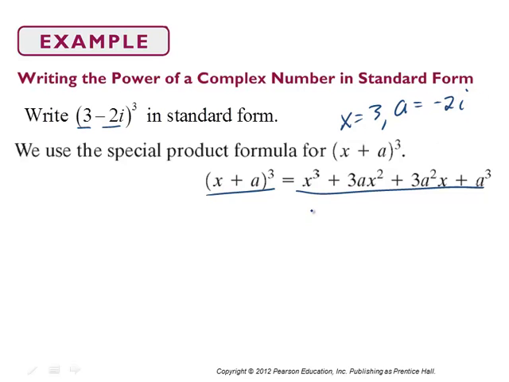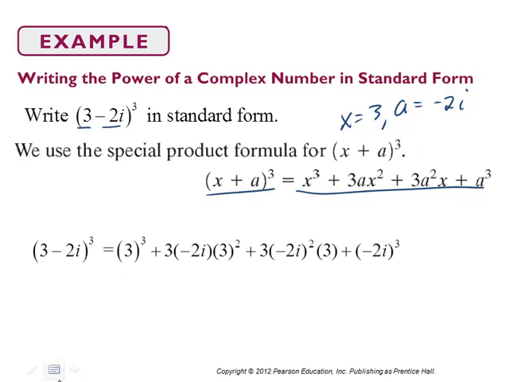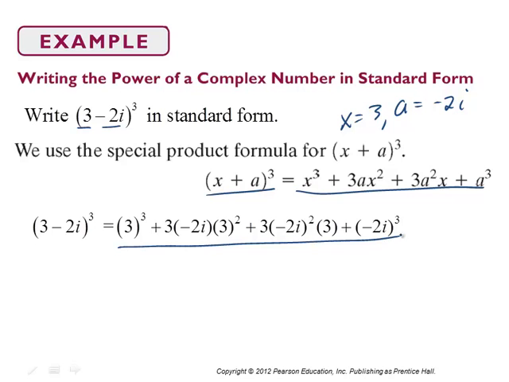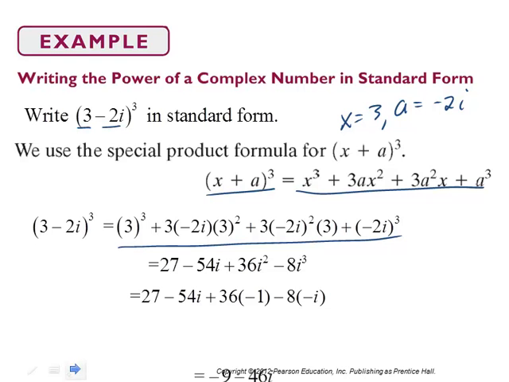So you will replace x by 3 in this little formula here and replace a by negative 2i, and then simplify. And it works out to be negative 9 minus 46i. A complex number raised to a power gives you some other complex number.